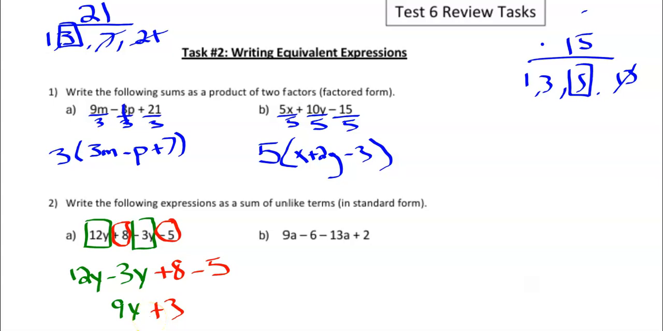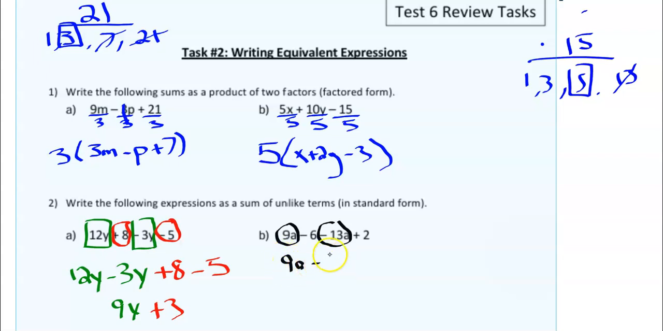Let's go ahead and use a similar technique on task number 2, question 2b. We have our 9a. And when I identify its like term, always look at the sign in front. In this case, there is a minus 13a. So when I interpret that, I interpret it as 9a minus 13a.